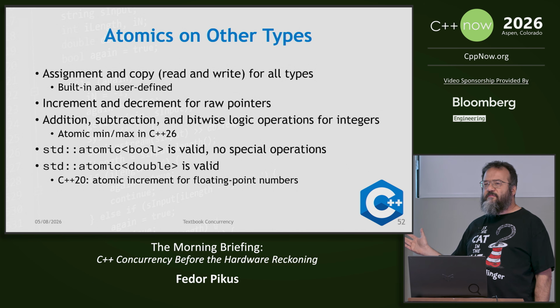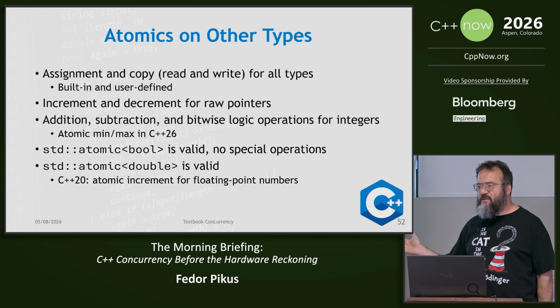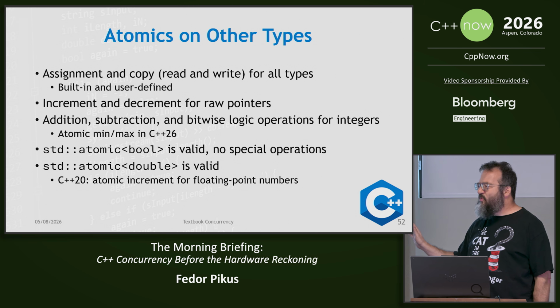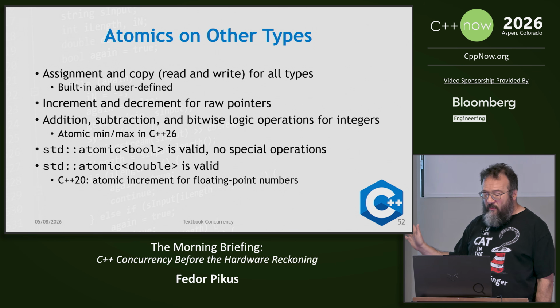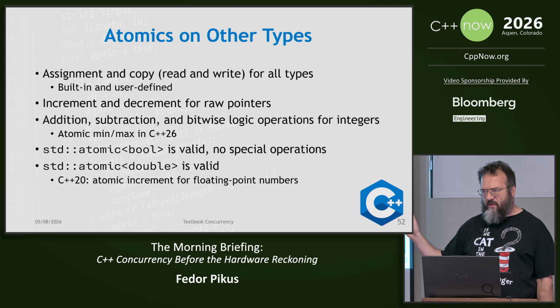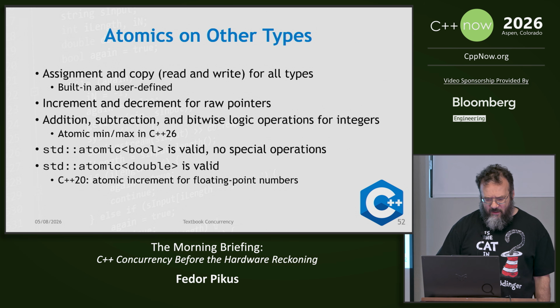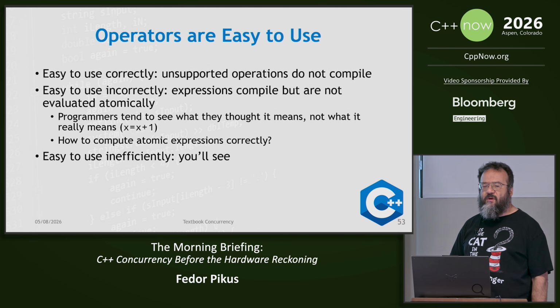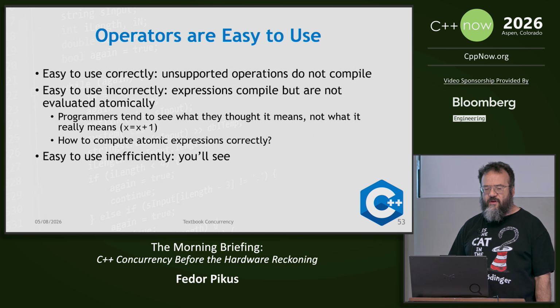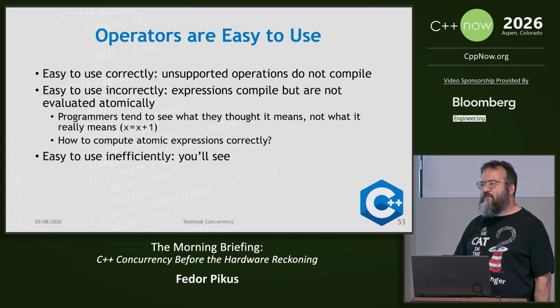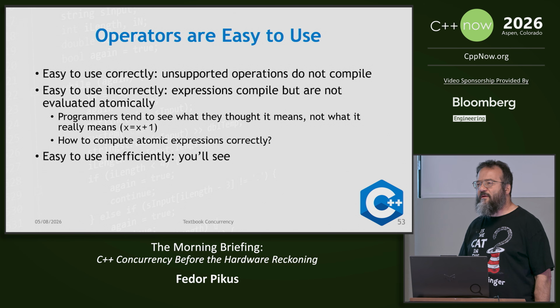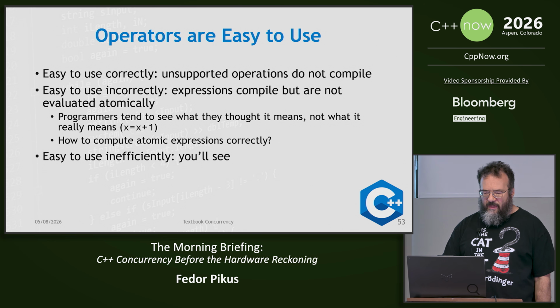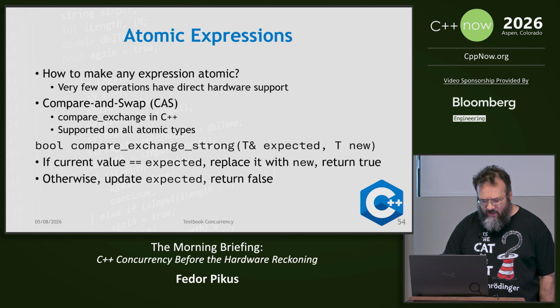Atomic bool, well, for a change, they didn't do anything extra with bool. It works like anything else. Atomic double is valid, and in C++20 you can increment them atomically. Operators: easy to use correctly. If you try to do something that isn't supported, it won't compile. Easy to use incorrectly. Expressions still work. They compile, but they're not atomic. x = x + 1. Easy to use inefficiently. I'll show you in a moment.